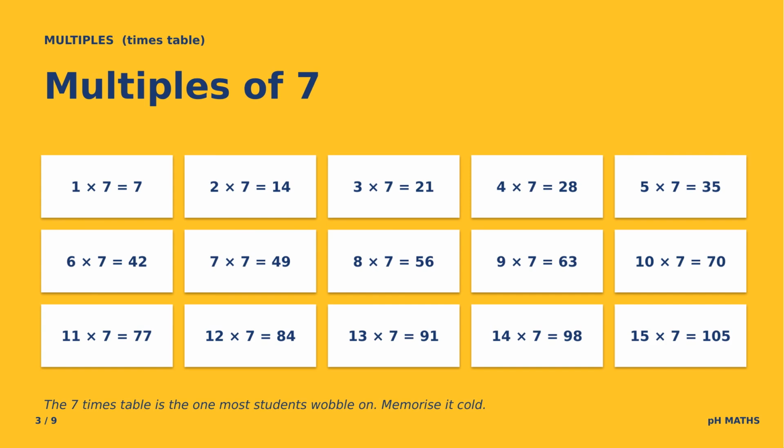The middle ones, 6 7s 42, 8 7s 56. That's where most students wobble. Memorize the 7 times table cold. It shows up in factor questions, in fraction simplification, and in hidden multiples like 77 and 91.